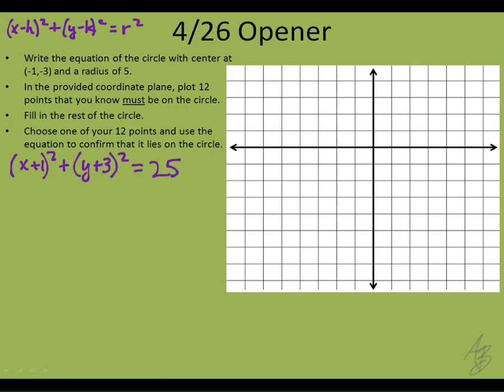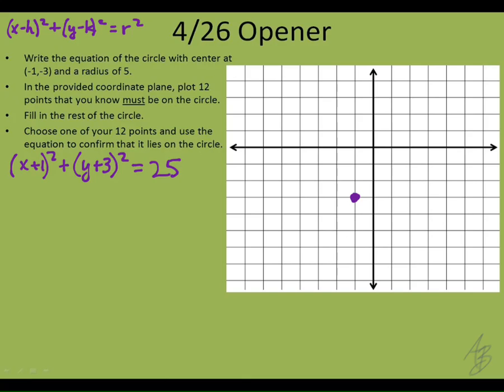Okay, so the next thing I ask you to do is plot 12 points that you know must be on the circle. Like I said, there's 4 easy ones. I'm going to start by just plotting the center of the circle because we need to know where to start from. -1, -3 will go left 1 and down 3. So there's the center. Do you guys agree with that? Okay, somebody tell me how we get the 4 easy ones.